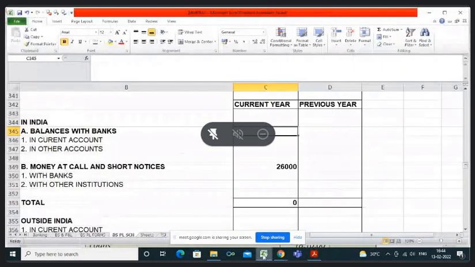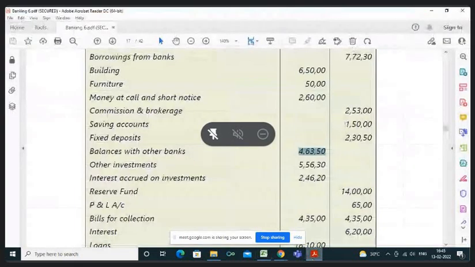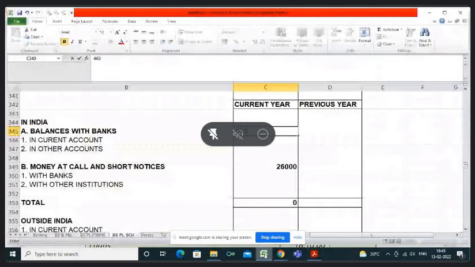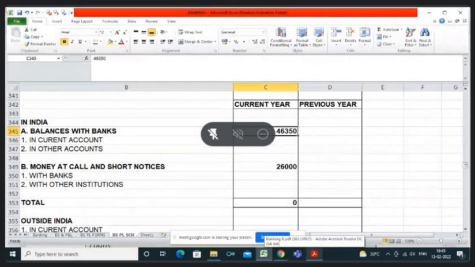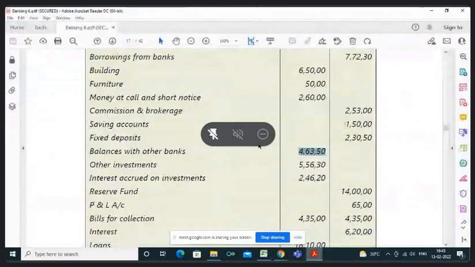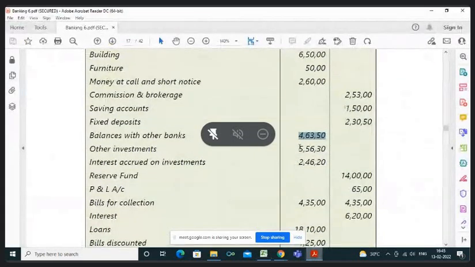Then we'll move on to balance with other banks. It's part of our assets, balance with others. So 46,350, we will take it to the asset side of the balance sheet, and it is part of schedule number 7, where we have balances with banks. Then balance with banks, how much we have? We have an amount of 46,350. We don't know whether it is in current banks.